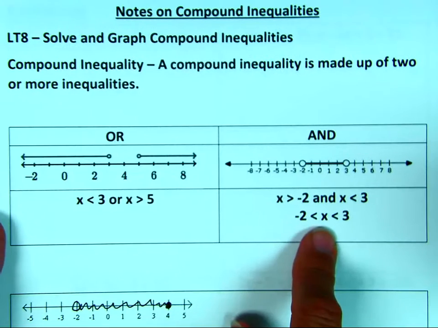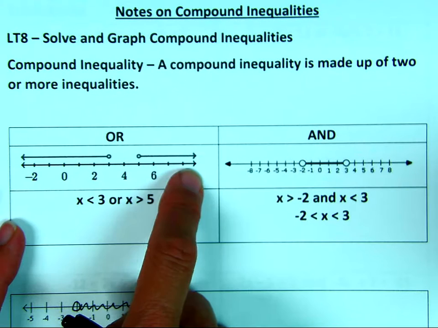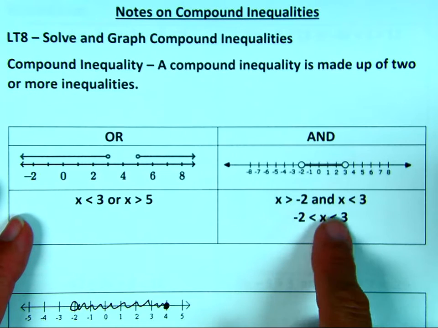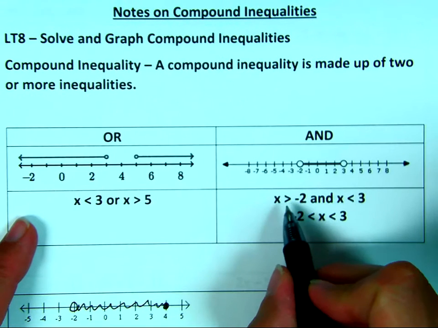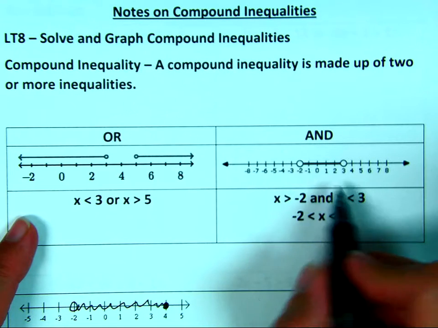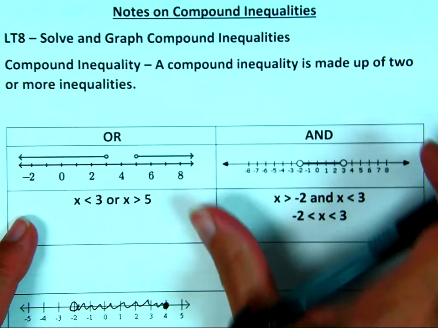An and means that both things have to be true at the same time. So this one is an or, both of them can't be true at the same time, so it's one or the other. This one is they both have to be true. So my point has to be both greater than -2 and less than 3. So this way, since it has to be at the same time, I cut off those external parts.